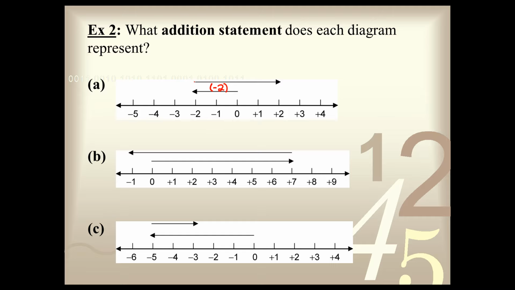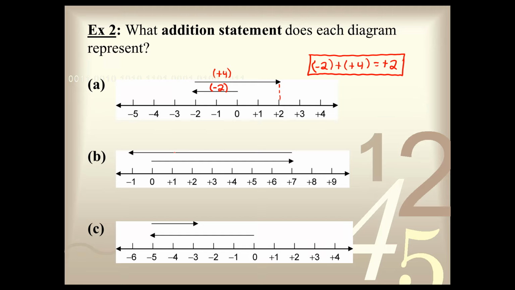This integer right here goes towards the right, so it's going to be positive, and it goes right by 1, 2, 3, 4. So that would be positive 4. To write the addition statement, we then have negative 2 plus positive 4 will be equal to, where do you end up? Second arrow ends up there. Positive 2 is my answer.